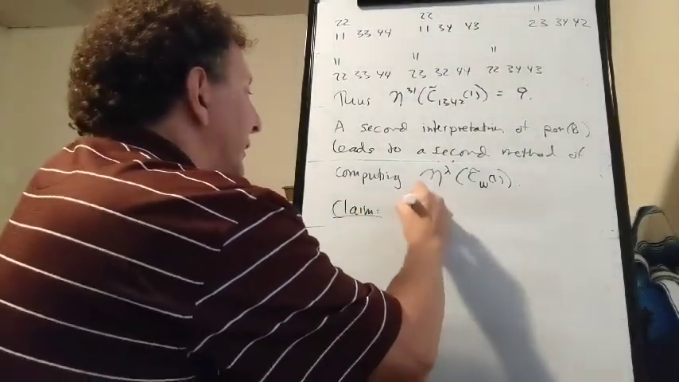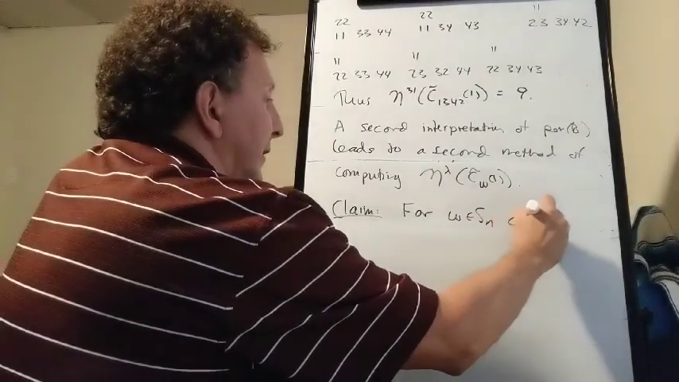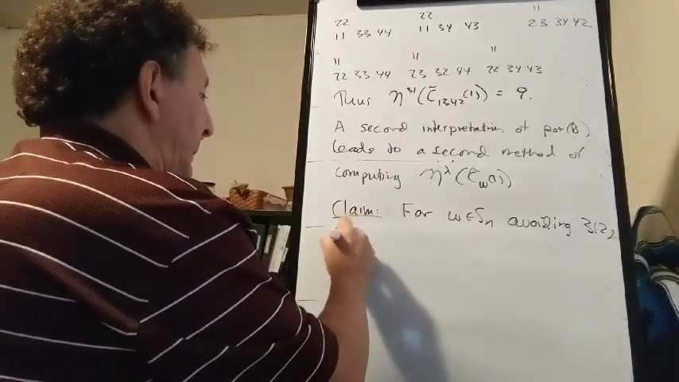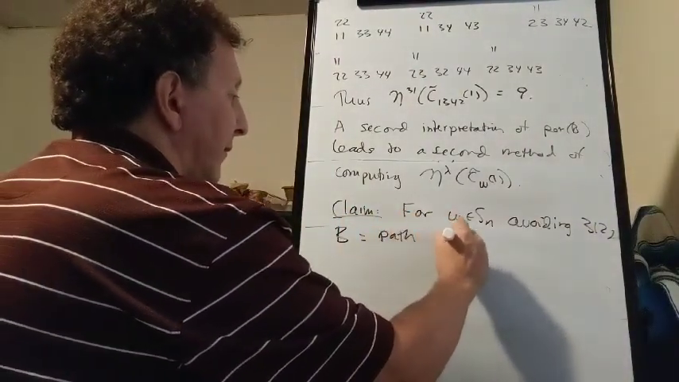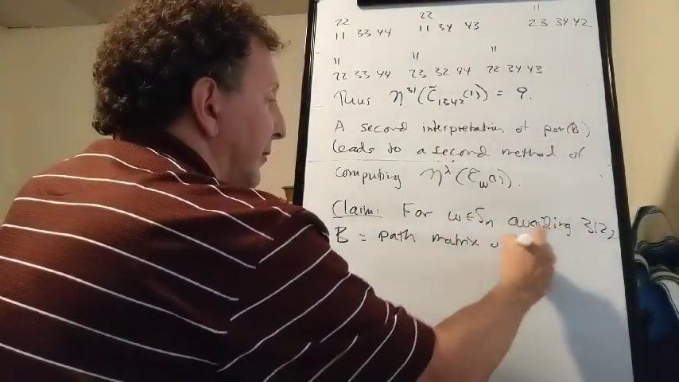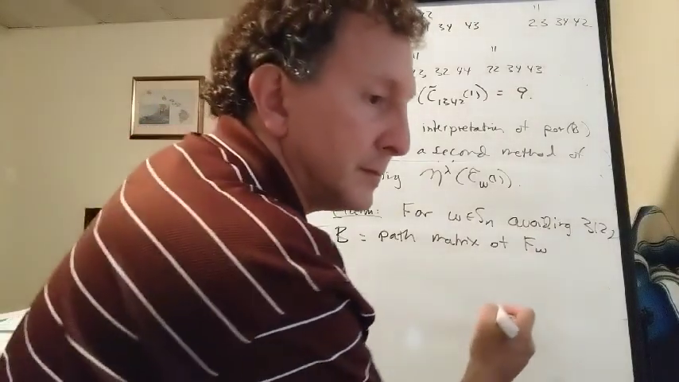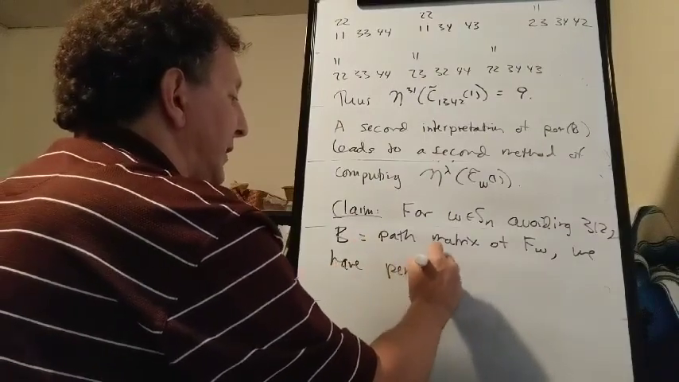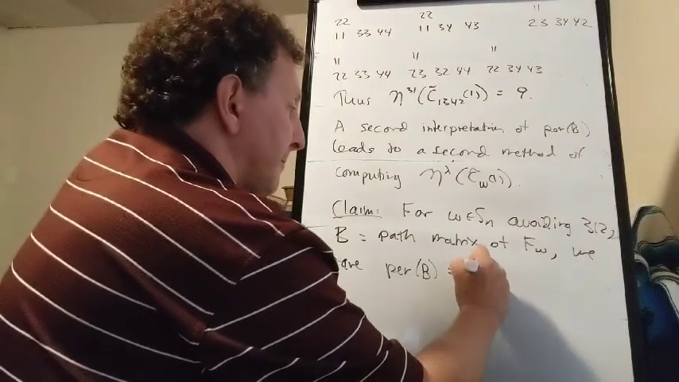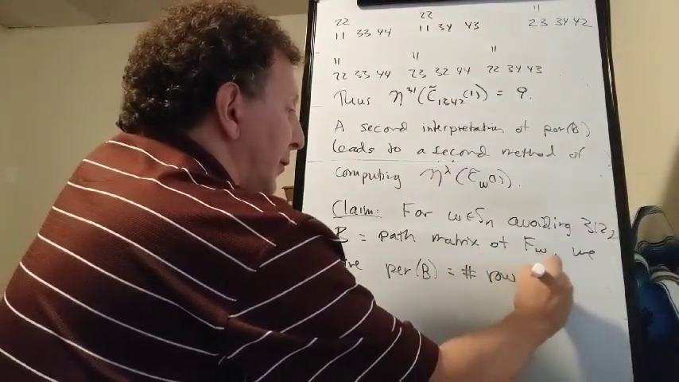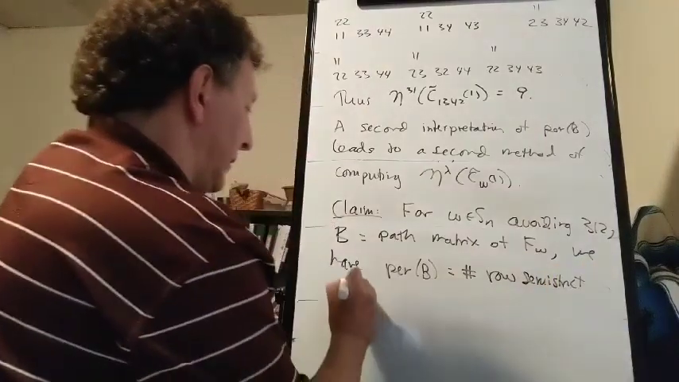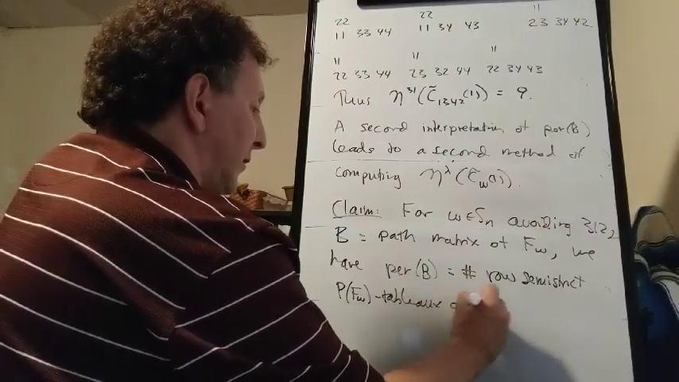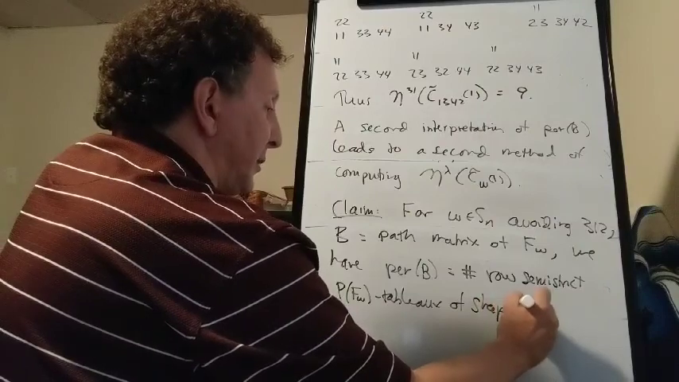Alright, I claim for w in Sn avoiding 3, 1, 2, B, the path matrix of Fw, we have that the permanent of B equals the number of row semi-strict PFW tableaux of shape lambda.